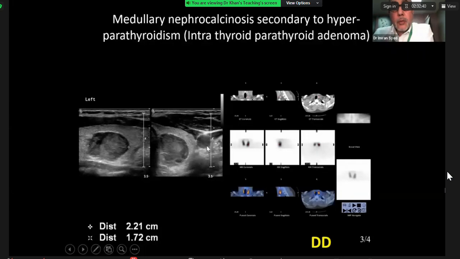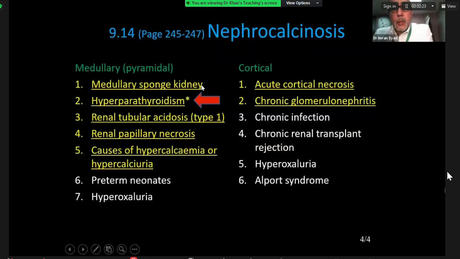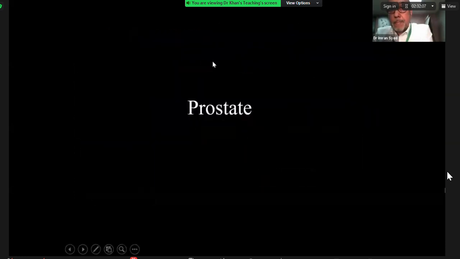You can see the carotid artery there, just to familiarize yourself in terms of the anatomy. And this is the outline there. And this is the MIBI scan, which also shows and confirmed the presence of the parathyroid adenoma. This is the differential for nephrocalcinosis, and it could be medullary or cortical. And in this case, hyperparathyroidism has come up in the exam setting and is the second most common cause of medullary nephrocalcinosis after medullary sponge kidney.